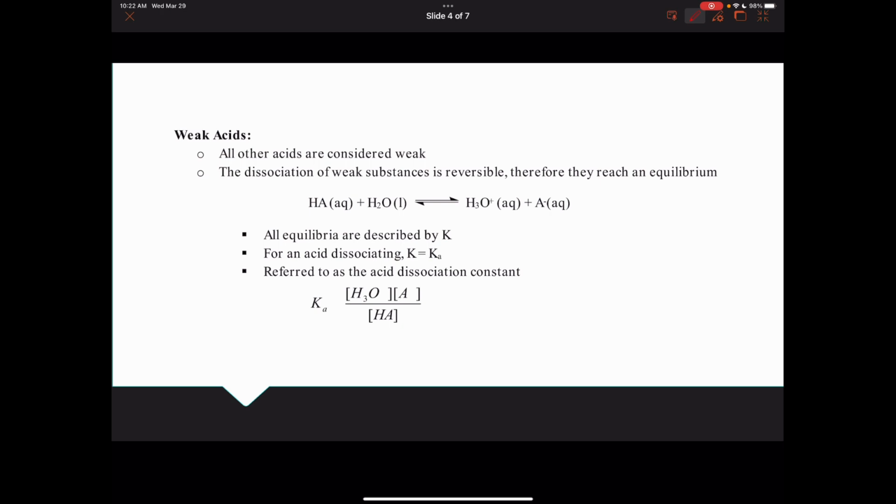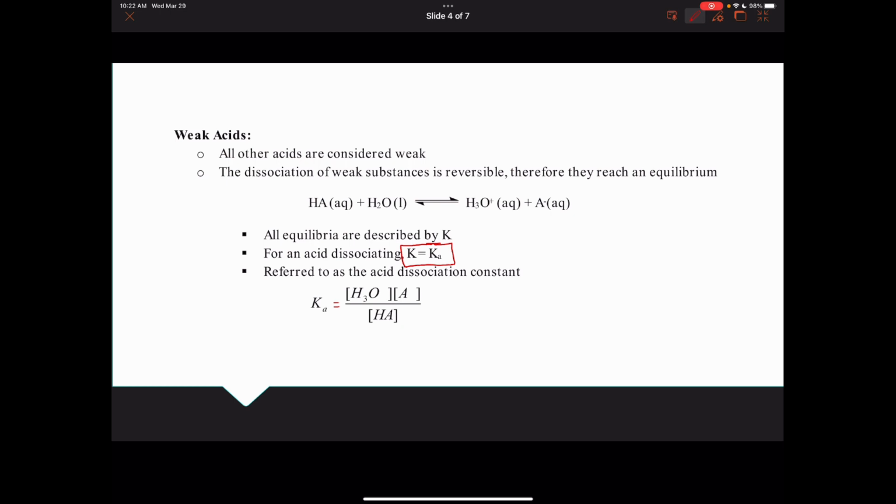So we can look at a generic reaction. We have some acid, HA, interacting with water, producing hydronium and our conjugate base. Now remember, anytime we have an equilibrium, it's described by a K expression. Here, because we're looking at the dissociation of an acid, this is going to be called a Ka. It is the acid dissociation constant.